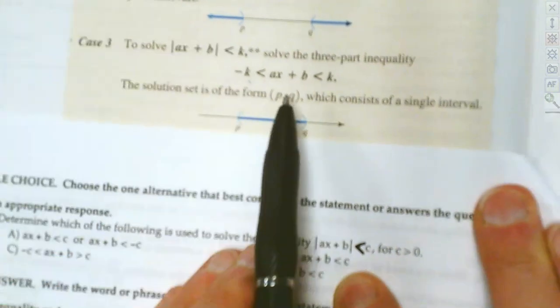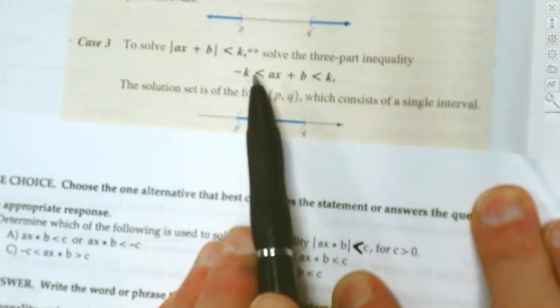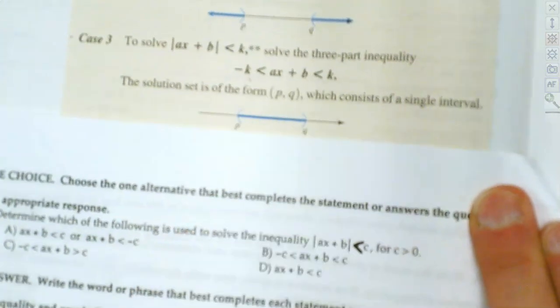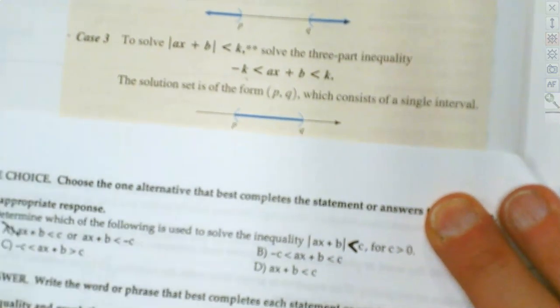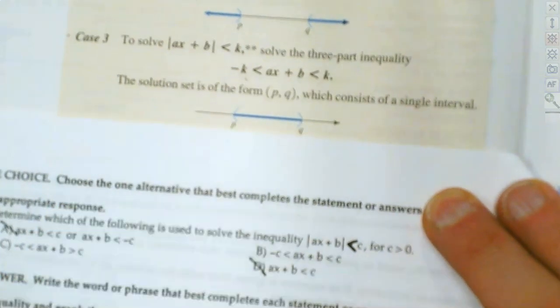Now, how do we solve it? We use a double inequality. Notice which way they're going. So look at your choices here. Which one is it going to be? Well, we know it's not A because the inequality is going the wrong direction. We know it's not D because it's only part of it, right?